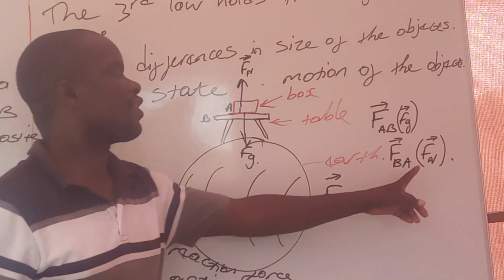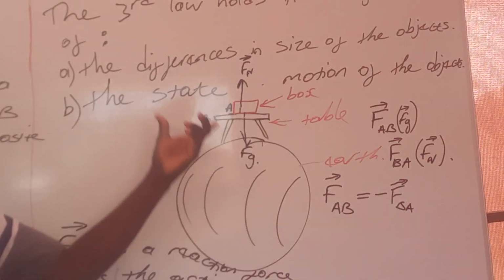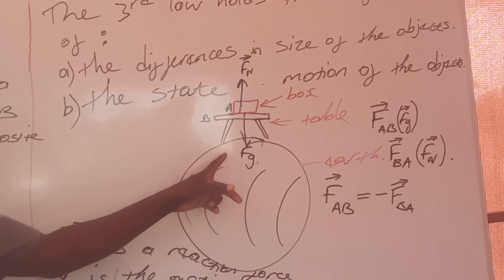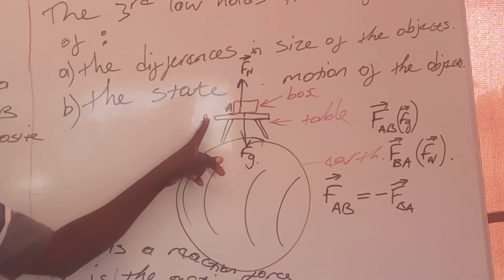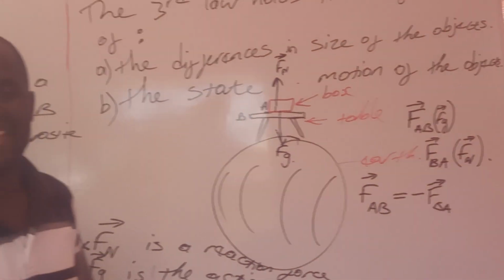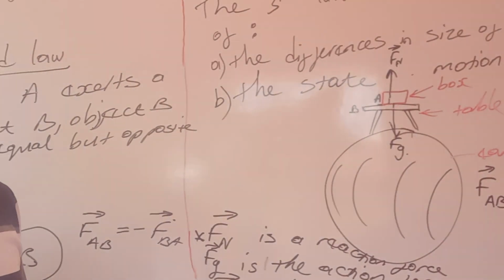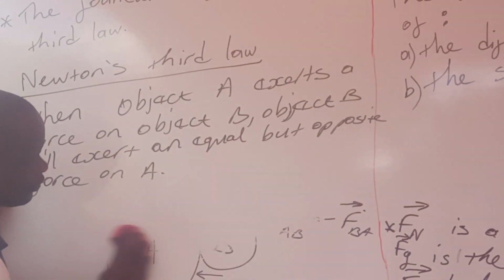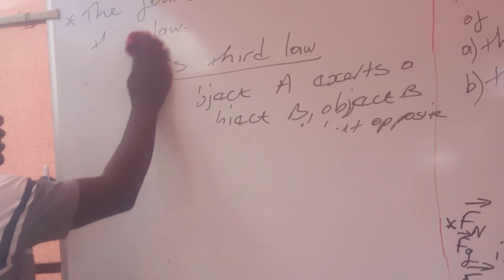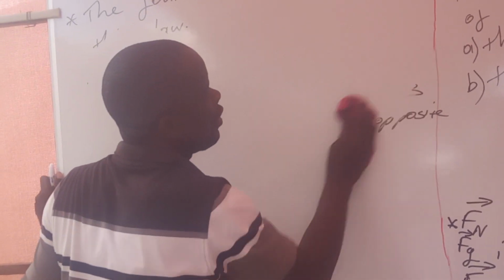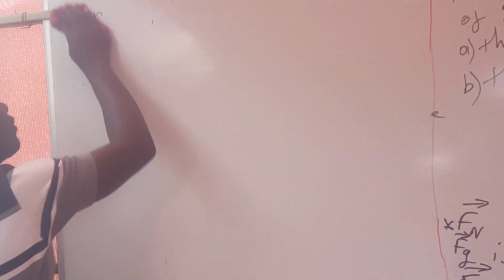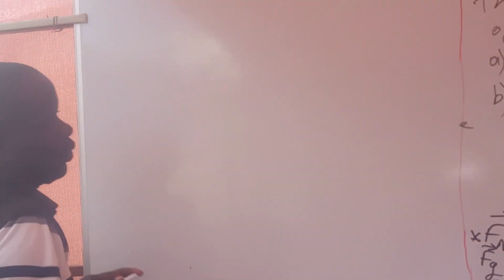So the foundation of our normal force is Newton's third law. The force that object A exerts on object B is equal in size to the force that object B exerts on object A. This is very, very important. Now, I want us to check the relationship that we have between our normal force and our force of gravity. It's important that we look at them.